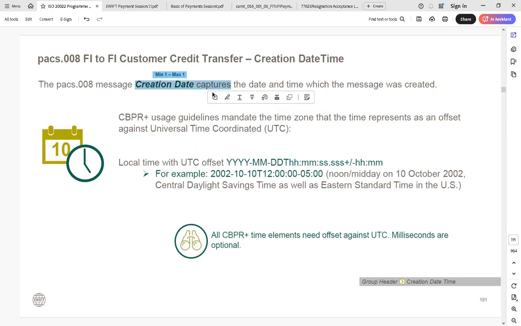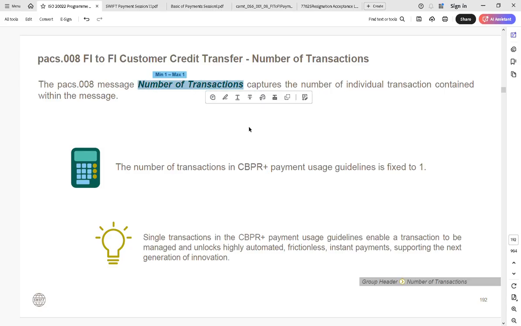Next is your creation date and time. Creation date and time looks like this, and it follows a millisecond and nanosecond format. All CBPR guidelines follow the same date and time methods. Then your number of transactions. The number of transactions is always 1, and it is mentioned here in your FI to FI credit transfer. There is always an interview question about how many transactions are possible in a PACS message. The answer is very logical: only 1 is possible in a PACS.008 message. Keep that in mind.